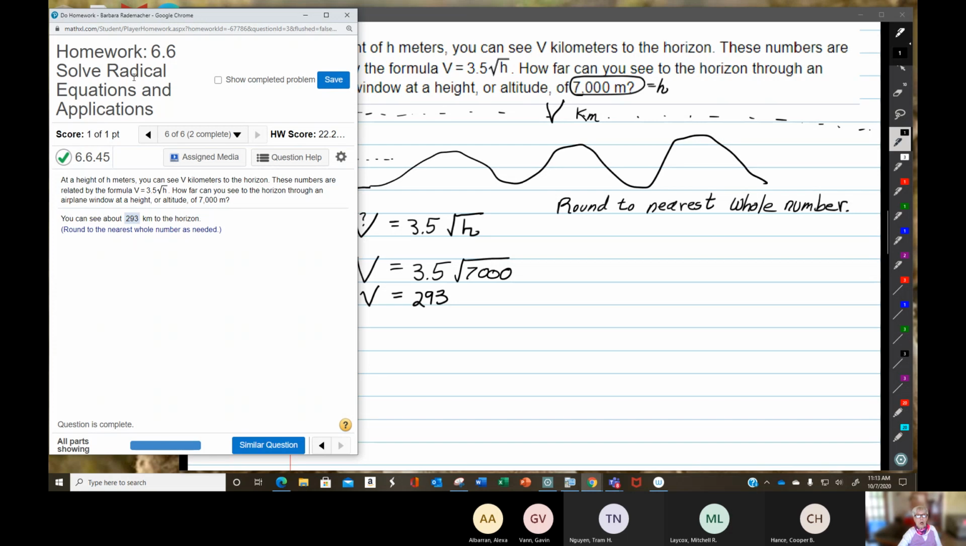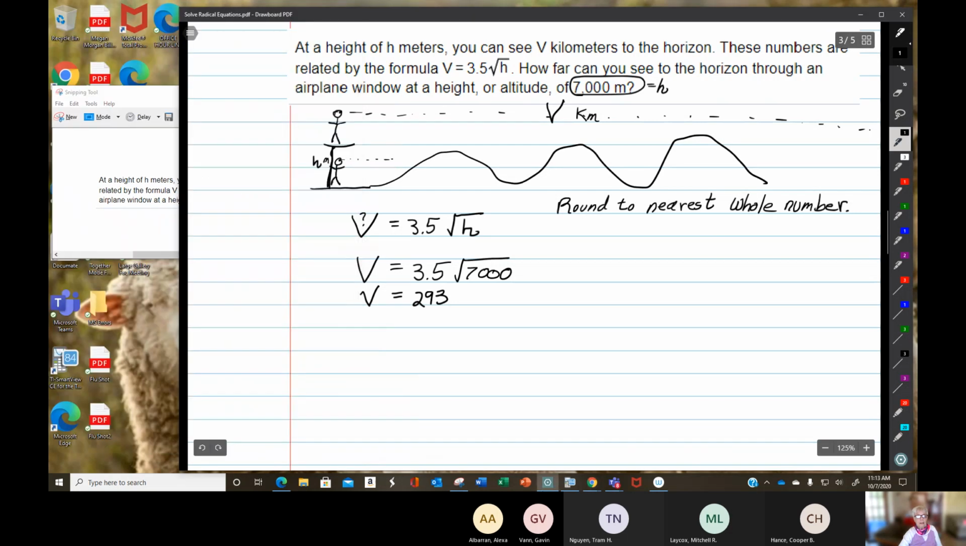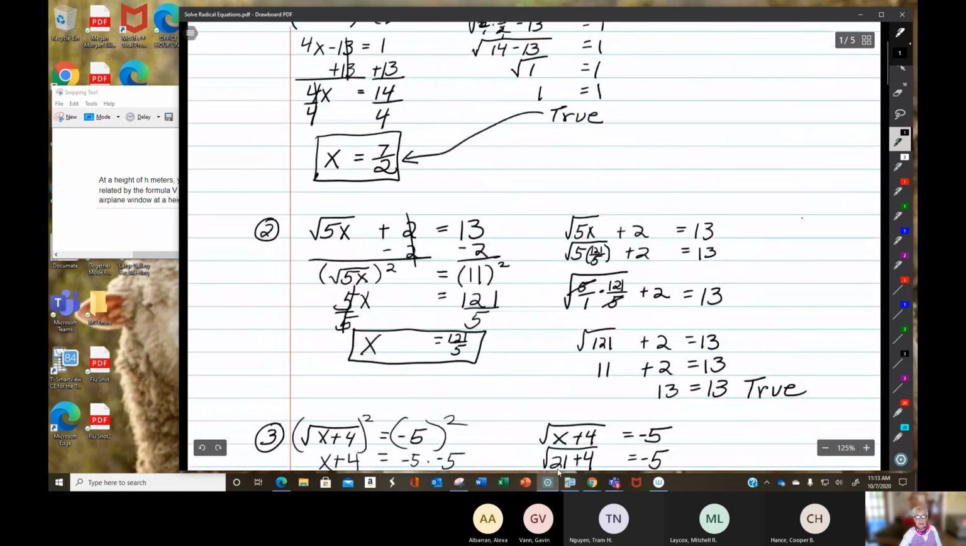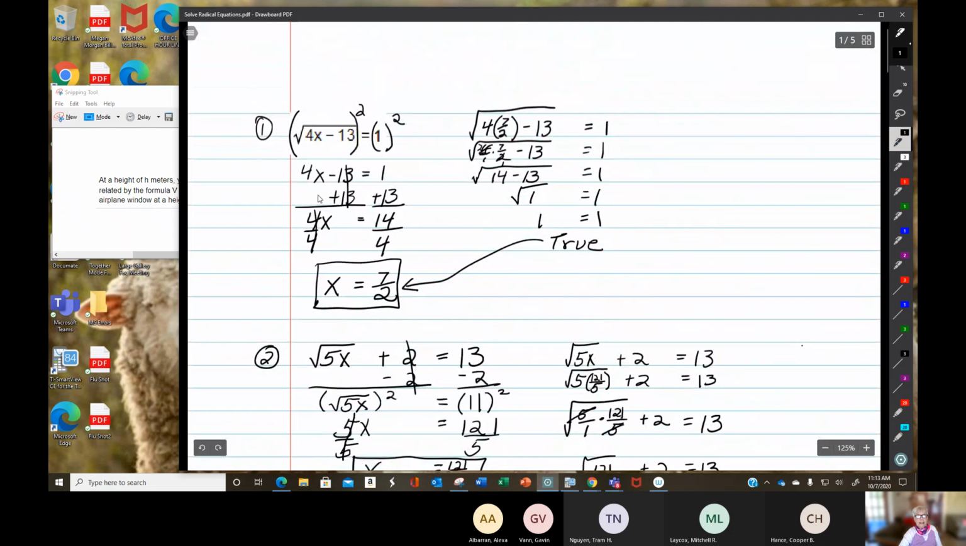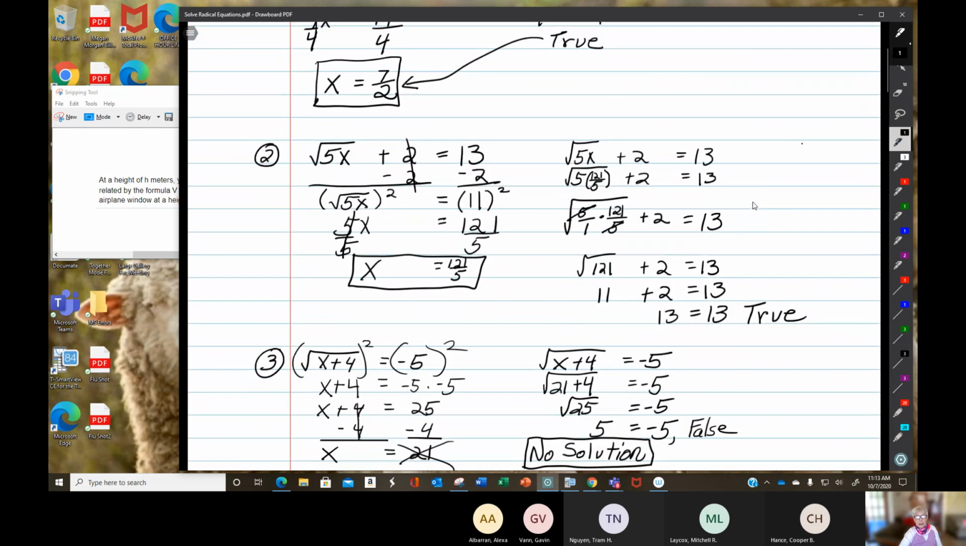All right, let's go back and talk about what we've done. The basic strategy is to square both sides. But first, sometimes you have to isolate your radical. In this case, it's a square root radical. You've got to get it by itself. And that's what we had to do with this 2. Then we could square both sides.